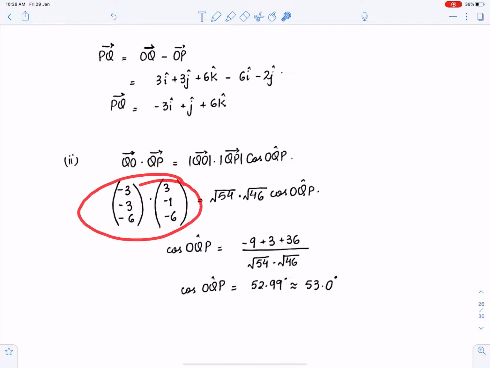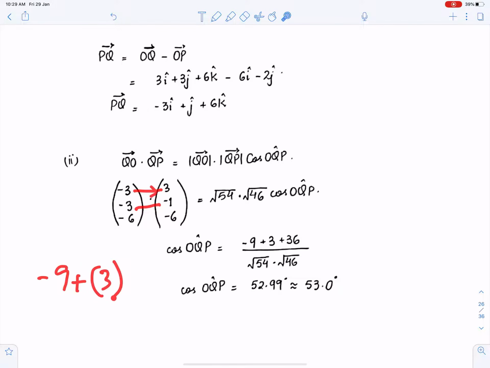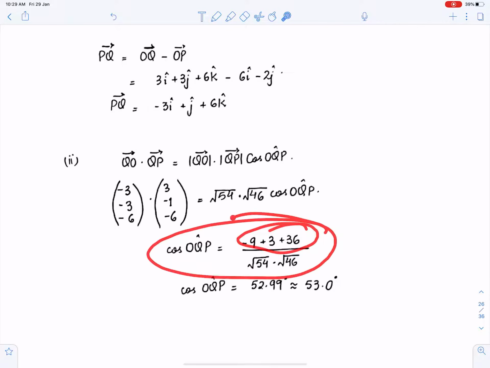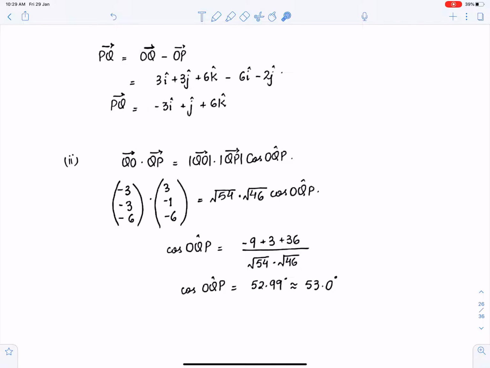So get this dot product. Multiply this with 3, minus 3 times 3 will become negative 9, put a plus sign, then multiply these two, positive 3, put a plus sign, this will become 36, and the result will become, I guess, 30. It's here. And this is the formula of the dot product. And after taking the inverse, you'll get this thing. This is the angle OQP in 1 decimal place.